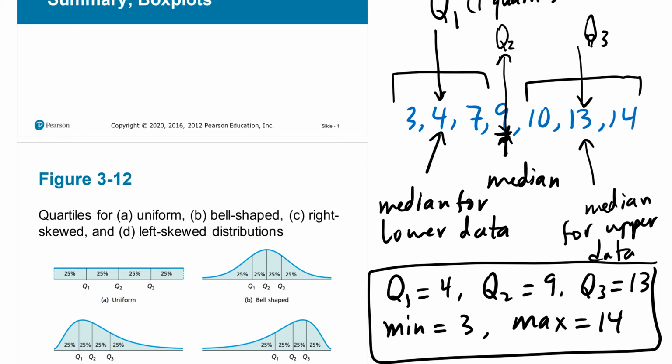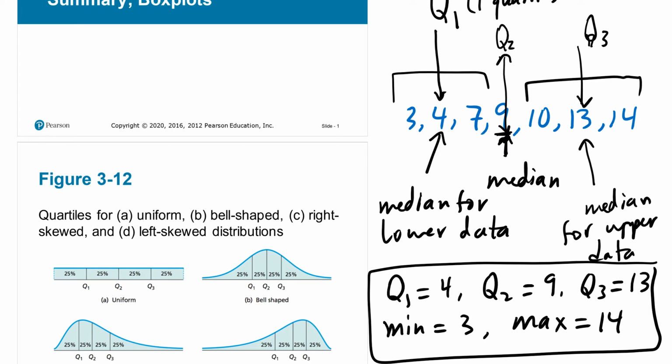So we always first arrange the data in ascending order. Take the median for the entire data, that's Q2 all the time. Then the lower half of the data has a median called the first quartile, and the upper half of the data also has a median called the third quartile, Q3.